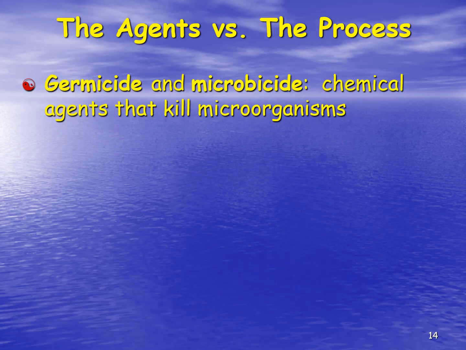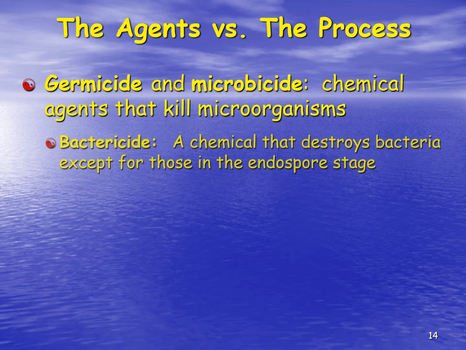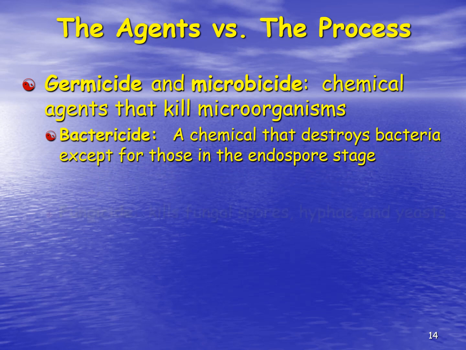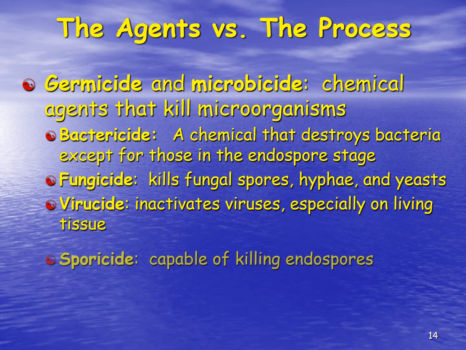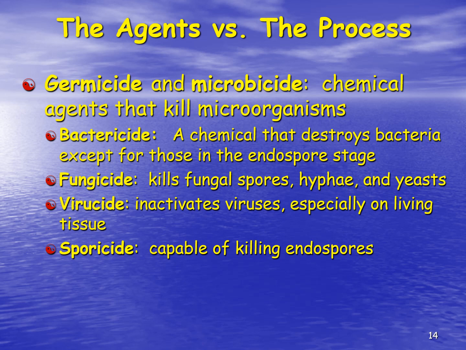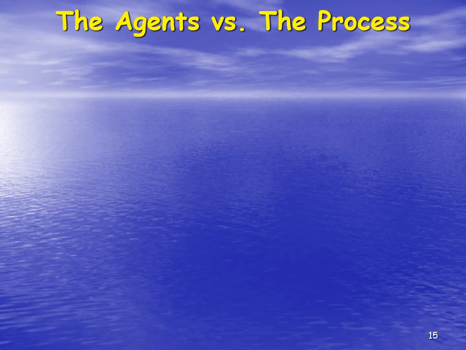Now, germicides and microbicides. These are chemical agents that actually kill microorganisms. So depending on what microbe you are targeting, we can use the terms bactericide, fungicide, viricide, or even a sporicide. There will be a few of these antimicrobial agents that are capable of killing or at least inactivating endospores.